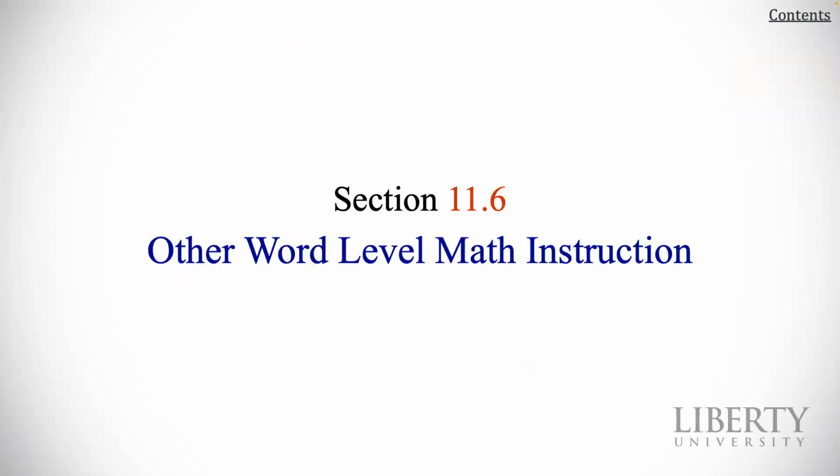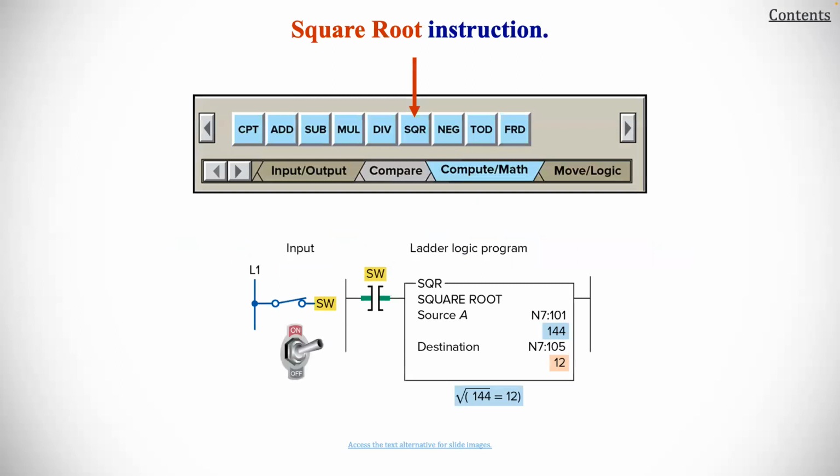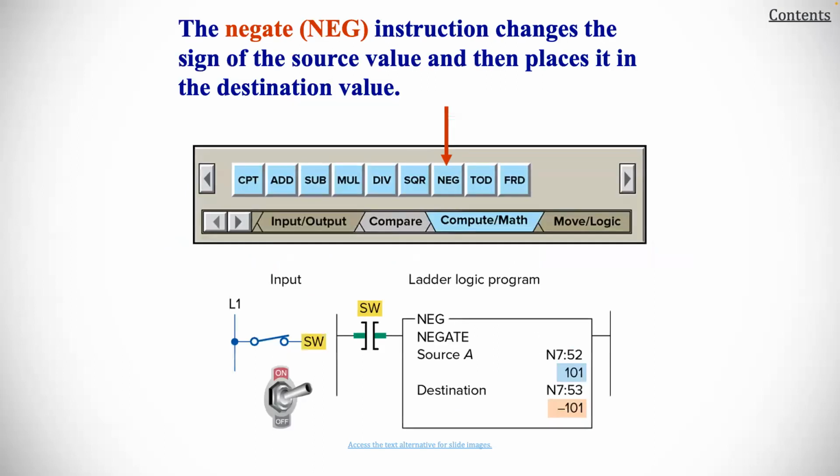Other word level math instructions will be useful to think about. A square root is more complicated, but something that could be useful. You are all familiar with what the square root represents. You have the negative instruction that changes the sign, and this would be like an inverter that we spoke about when we were talking about digital logic.